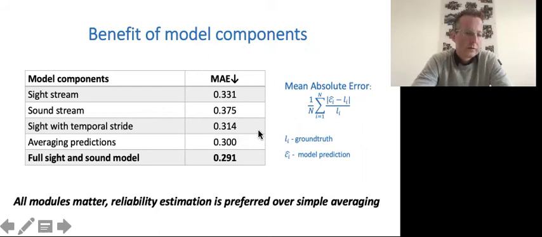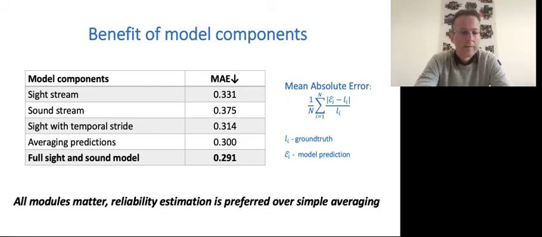Then for the fusion, we could rely on simply averaging the predictions of the sight and the sound stream, but we found that having this reliability module lowers the mean average error a little bit more. So all our modules matter, and the reliability estimation is preferred over simple averaging.